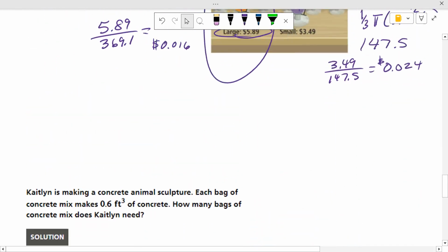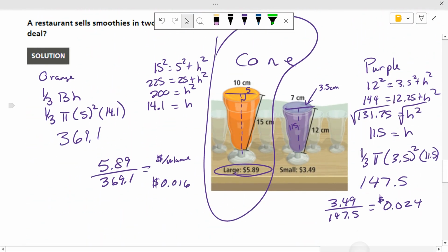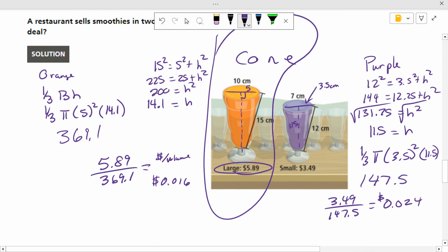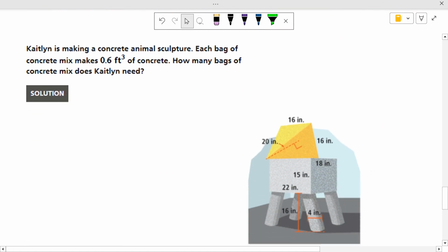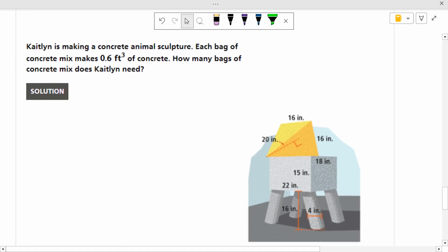Okay? Because it's a smaller price per volume. Last one. Caitlin is making a concrete animal sculpture. Each bag of concrete mix makes 0.6 cubic feet of concrete. How many bags does she need to make this thing?